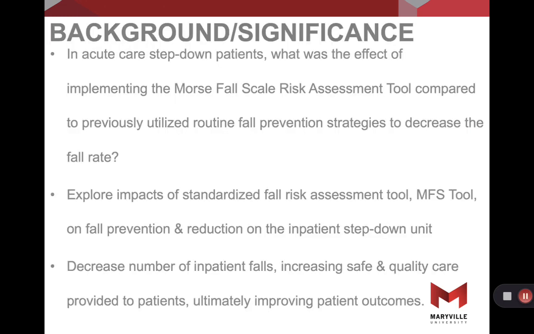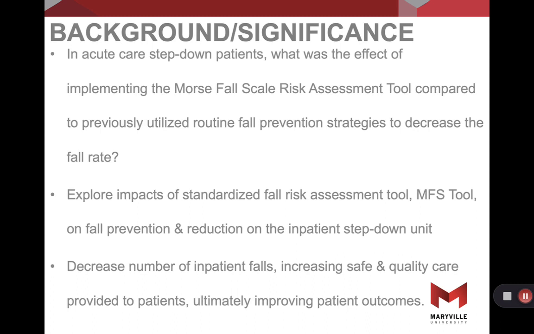I will start with the background and significance of this project. The research question for this DNP project was, in acute care step-down patients, what was the effect of implementing the Morse Fall Scale Risk Assessment tool compared to previously utilized routine fall prevention strategies to decrease the fall rates amongst this inpatient population?